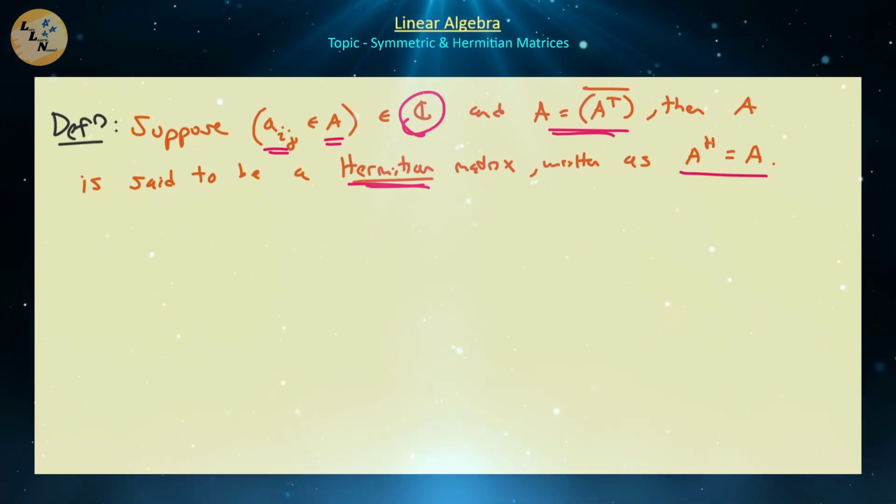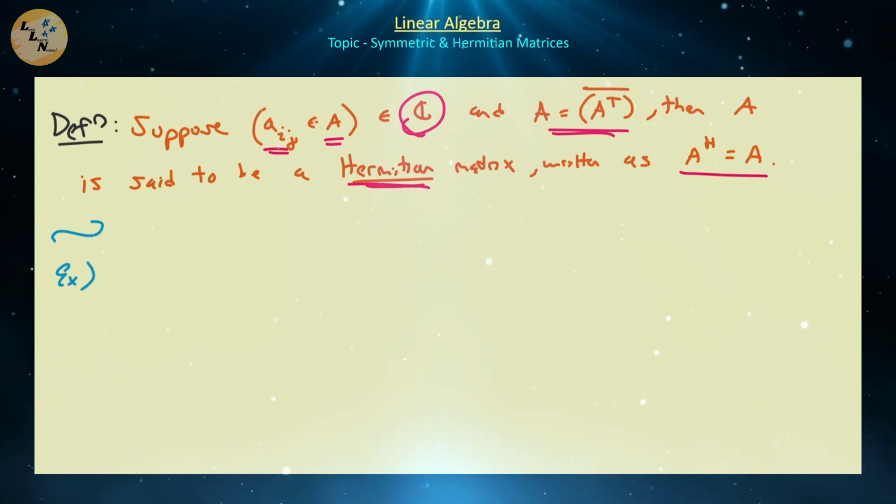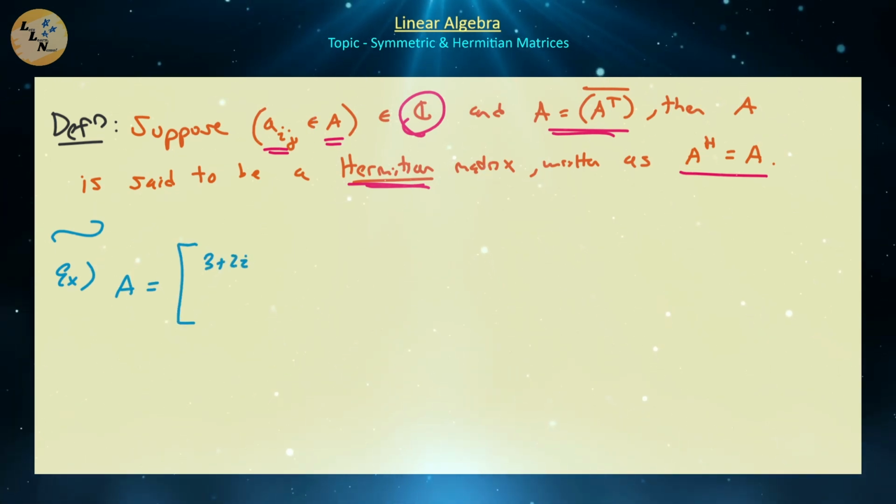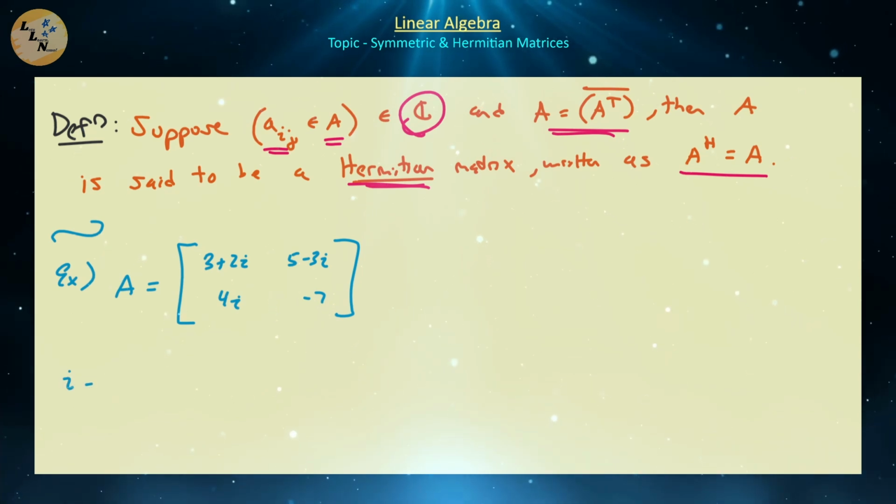So let's just do a quick example on calculating the Hermitian of a matrix, and then we can easily verify if that matrix is Hermitian or not. So let's assume that A is the 2 by 2 complex matrix given by 3 plus 2i, 5 minus 3i, 4i, and minus 7. And keep in mind, i is just the square root of negative 1, but you can sort of think of it as a variable in its own right.